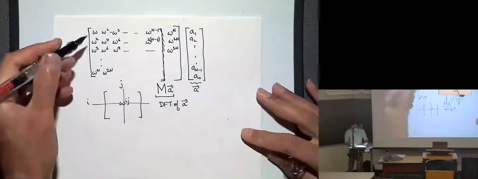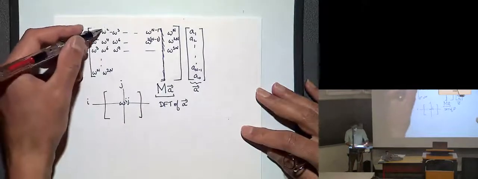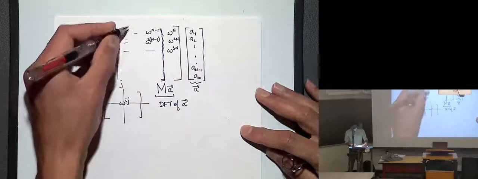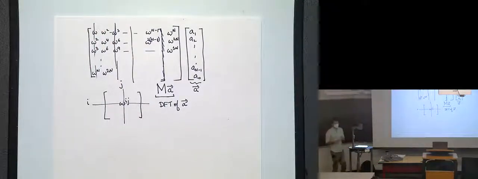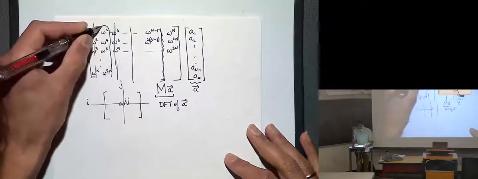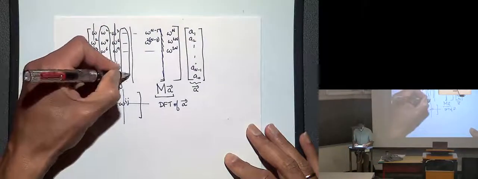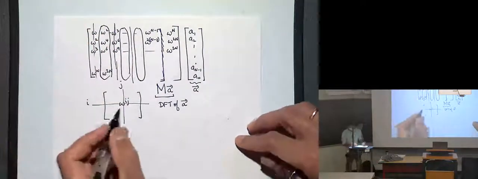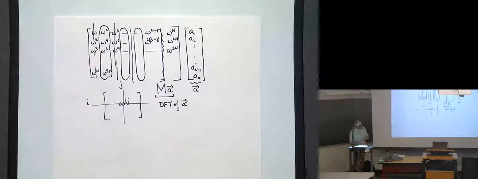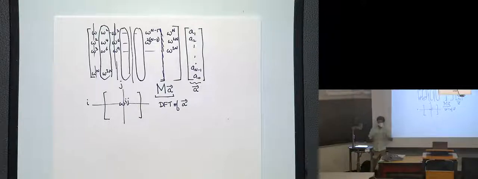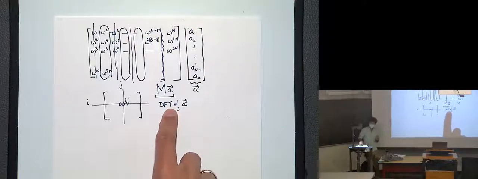So the observation is, let's do it this way. Look at the even columns, which means that you're setting J to be even. Then it's actually not just a power of omega, it's a power of omega squared. The even columns look like powers of omega squared, and omega squared is an n over 2th root of unity. So it starts looking like a DFT of dimension n over 2.